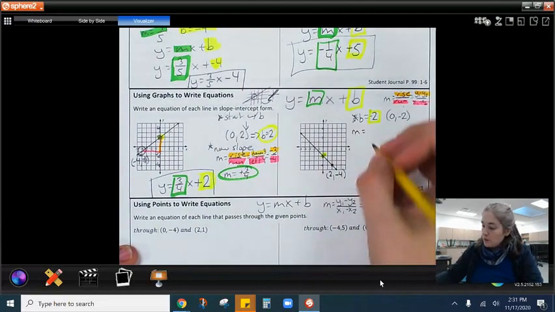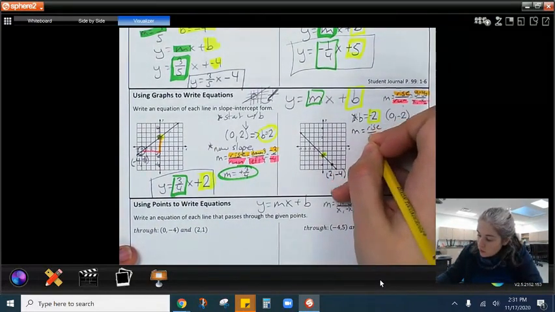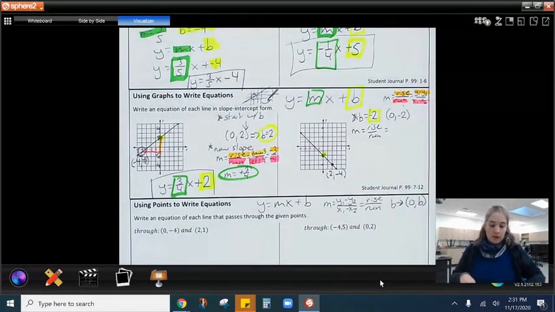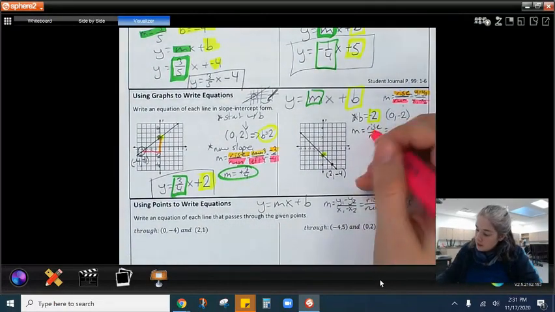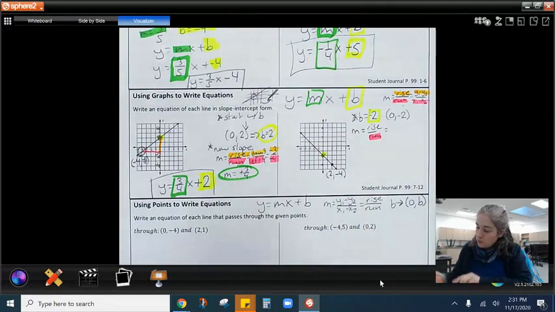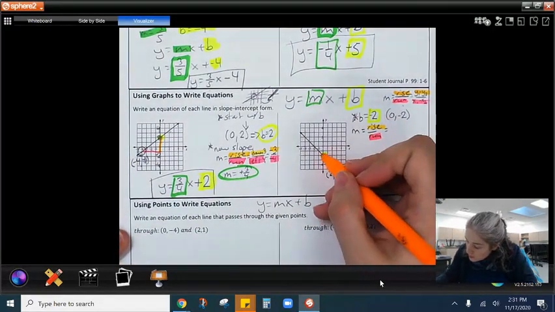And now I need to figure out my slope. So it's rise over run. In this case, that means that I am going to go down 2.